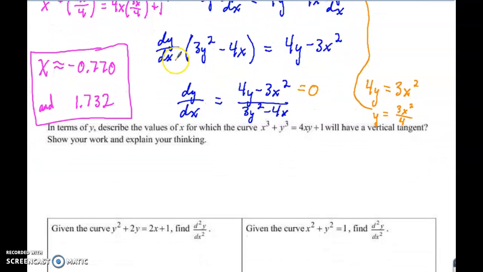So what I like about this problem is then in the very next part, we're going to assume for right now, they're only going to ask you for a vertical tangent if the denominator, notice it's the same problem. So it's setting the denominator equal to 0.